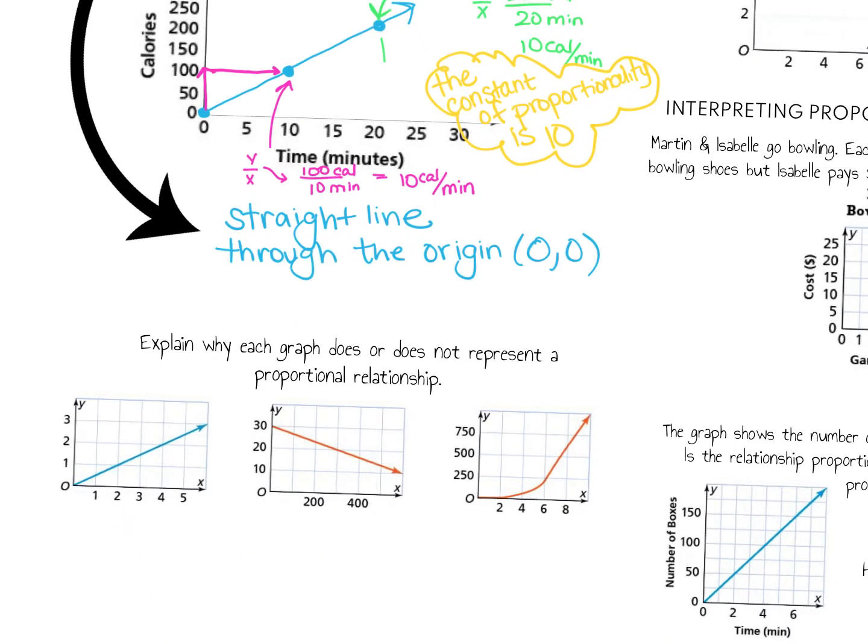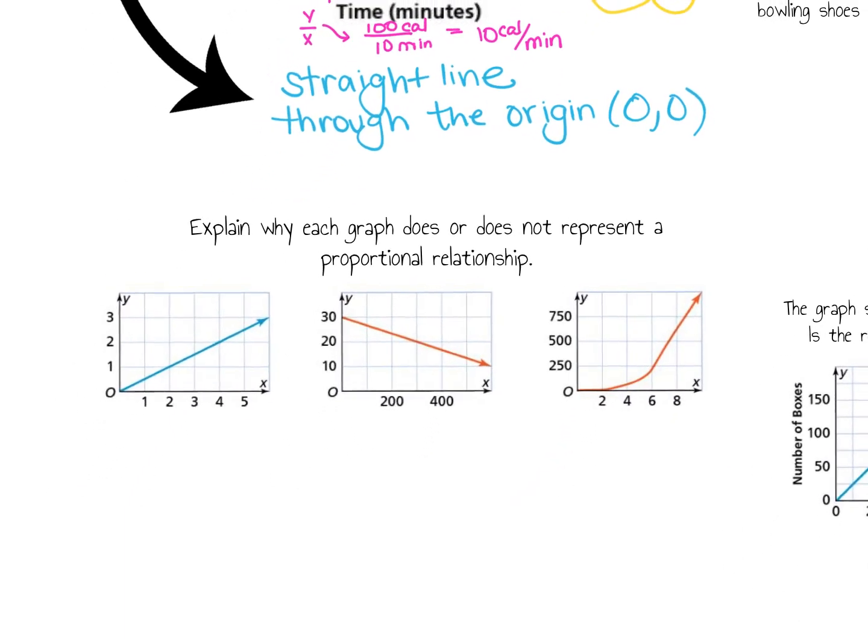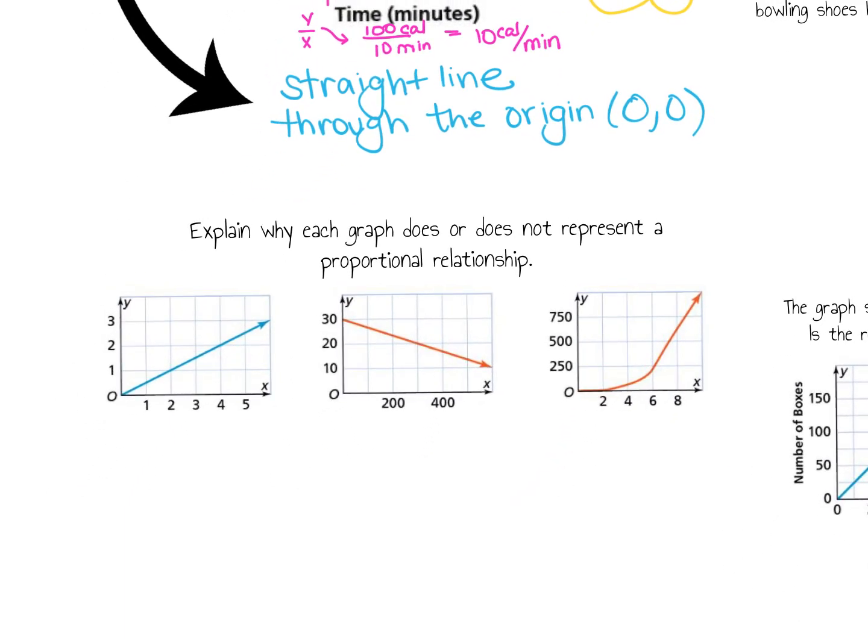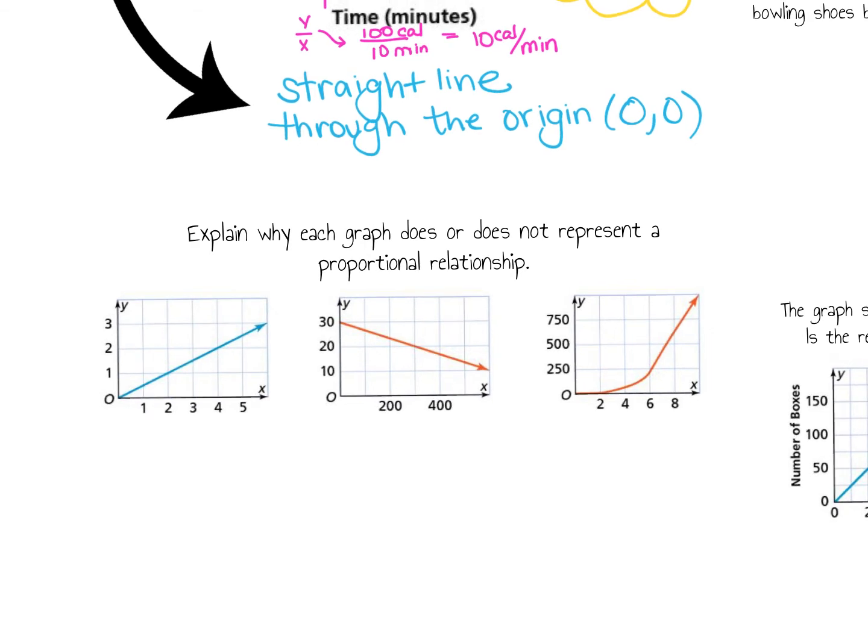So let's move down. Looking at these three graphs, we want to explain why each graph does or does not represent a proportional relationship. Let's start with the first one right here. Again, is it a straight line? Does it go through the origin? Yes. This is a proportional relationship, and the reason being is that it's a straight line through the origin.